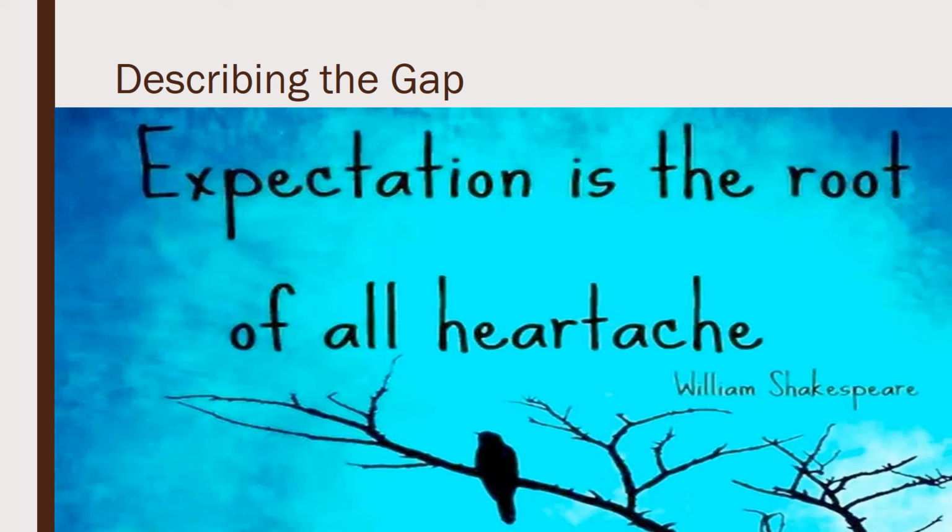So here's an example. We agreed that if any problems arose that might prevent us from reaching our deadlines, we would communicate with one another. Now, there you're describing the gap. This is what we said we were going to do, and this is what happened.